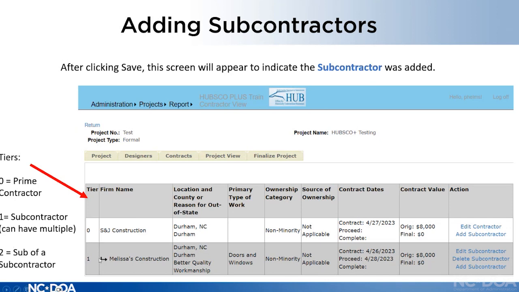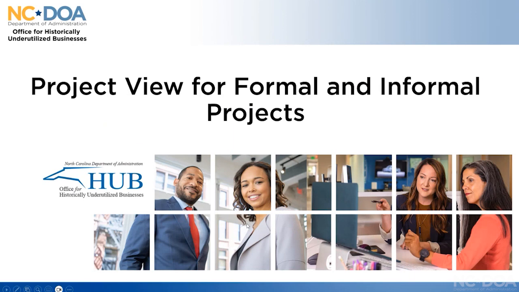And you can see it has this little enter arrow feature here. The more sub levels you have, the longer that arrow will be. So on this one, it's just a first tier sub of the prime, and it's a short arrow. But if it was a sub of Melissa's construction, then that arrow would be a little bit longer. And it still tells you all the information about that particular subcontractor and contractor. So eventually you'll have all the primes and subs for your project showing up in one list. And there is a project view for formal and informal projects.